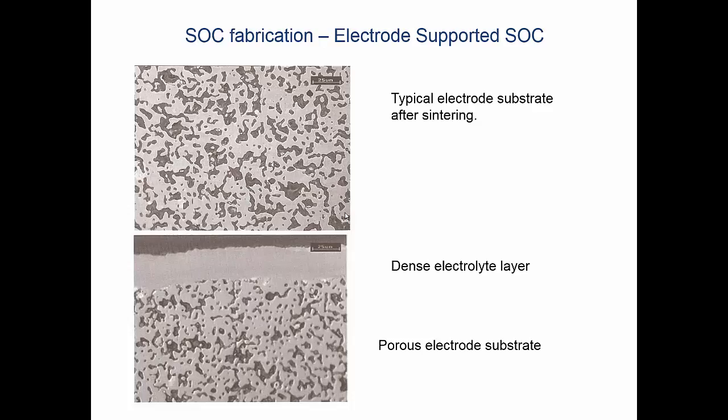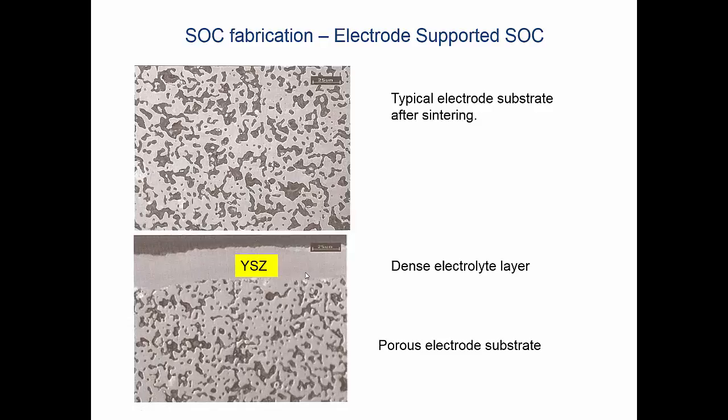So here I'm just showing some micrographs of some electrode supported solid oxide cells. You can see here, here's a typical electrode substrate after sintering. So the top diagram, you can see a high level of porosity. The dark regions here are the open porosity, and then what we do is we then deposit down a dense layer of YSZ on top of that, where you can see now that there is very little porosity.